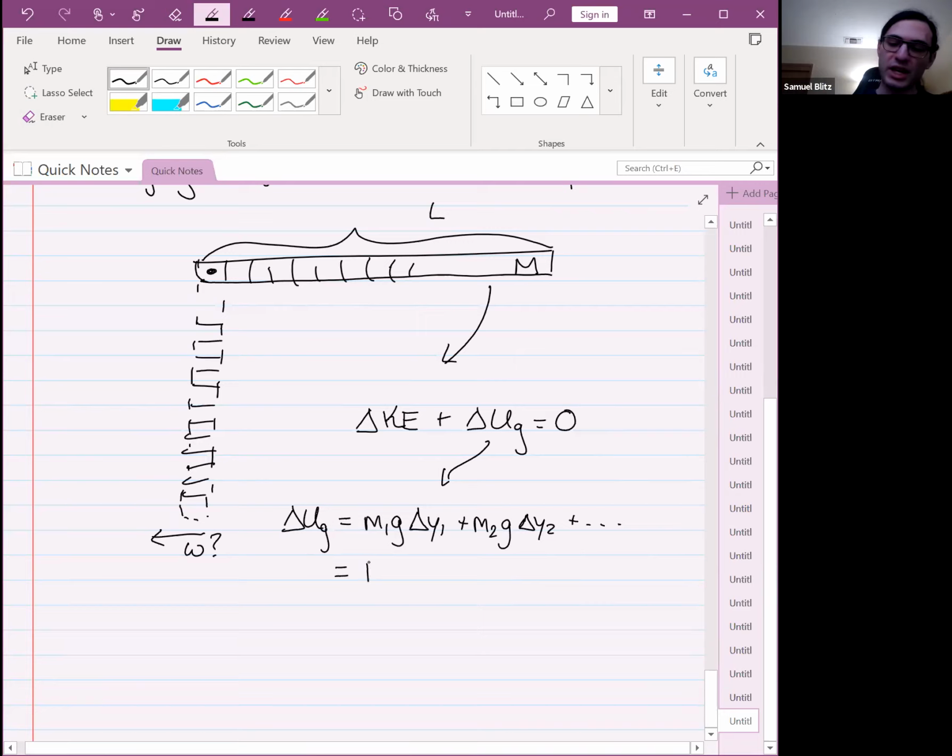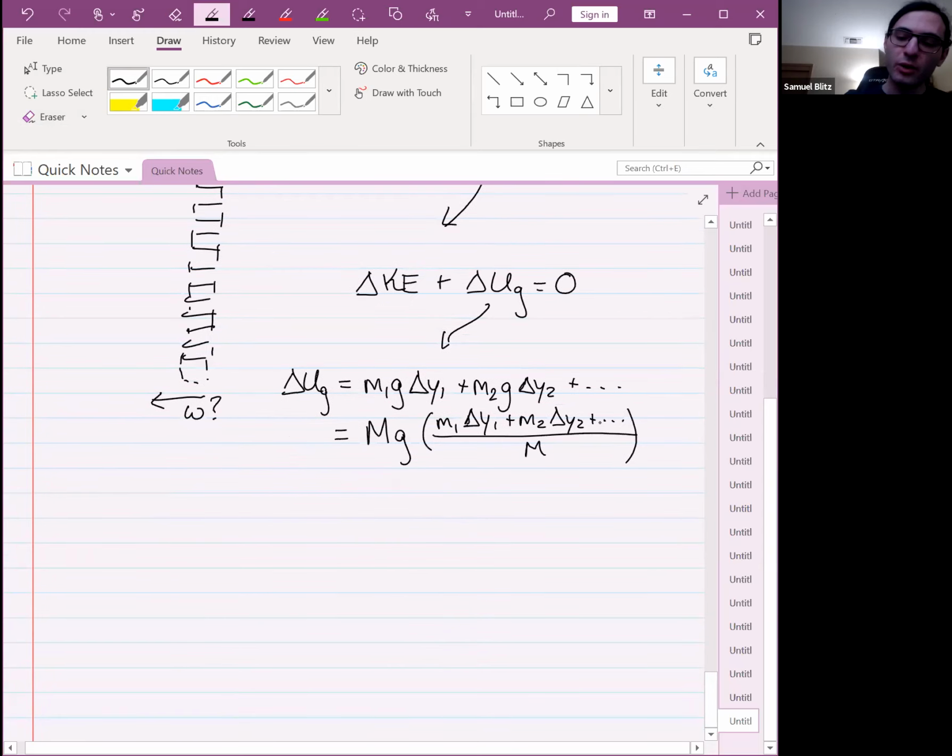And so we can actually rearrange this. We can do some algebra. We get capital M g times little m1 delta y1 plus little m2 delta y2 plus dot, dot, dot, divided by capital M. So I just multiplied and divided by capital M. It will be the center of mass. This term here is the change in position of the center of mass, because m1 y1 plus m2 y2 dot, dot, dot divided by M is the center of mass. So if you stick a delta there, it's the change in position of the center of mass.